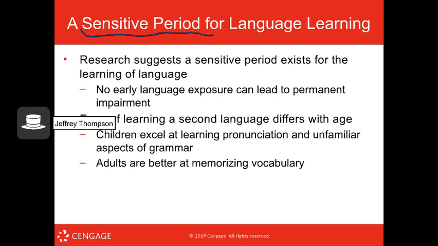Here we're talking about sensitive periods. Sensitive and critical periods refer to essentially the same idea. Critical periods refer specifically to a time where if a skill is not learned, it will never be learned. Sensitive periods are a little less strict. They refer to the idea that it's easier to learn something at a specific time in development. You can still learn it later, but it's going to be more difficult. Early in your development, if you get no exposure to language, it can lead to permanent impairment.